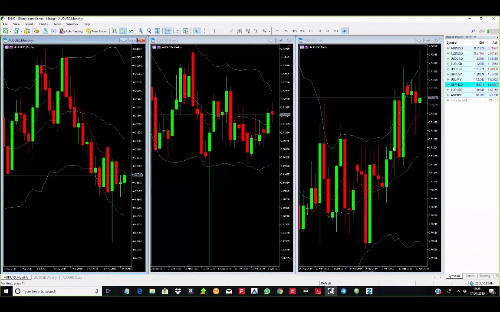So I hope that has helped you with trading on the MetaTrader 5 platform, how to set up your charts and really get going, and how to analyze the Forex markets as well.